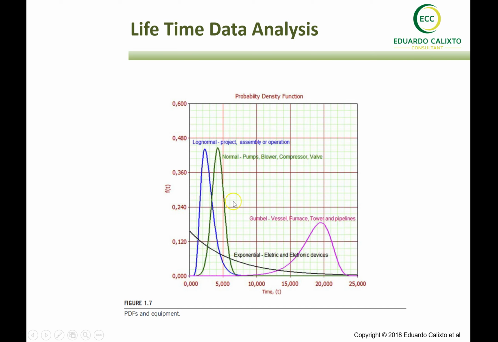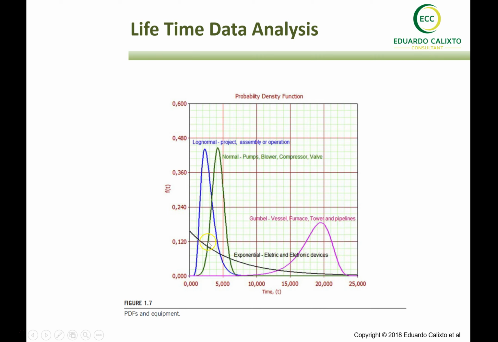But you can also have other representations, for example the exponential PDF, this black one here, that represents electrical and electronic devices, or even equipment that have a lower chance of failure in the beginning of the life cycle, in the first 10 years, and the chance of failure starts to increase at the end of the life cycle. So those are failures related to integrity in static equipment such as vessels, furnaces, towers, and pipelines. Here we are talking about corrosion and erosion, a failure mode that happens at the very end of the phase.